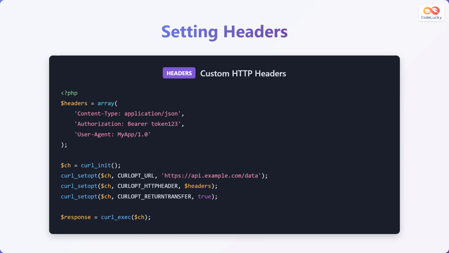You can set custom HTTP headers for your cURL requests. First, define an array of headers that you want to send with your request. For example, you can set the content type, authorization token, and user agent. Then initialize cURL. Set the URL to which the request has to be sent. Pass the array of headers to the curl_setopt function using the CURLOPT_HTTPHEADER option. Set the option CURLOPT_RETURNTRANSFER to true. Finally, execute the request and close the cURL session.